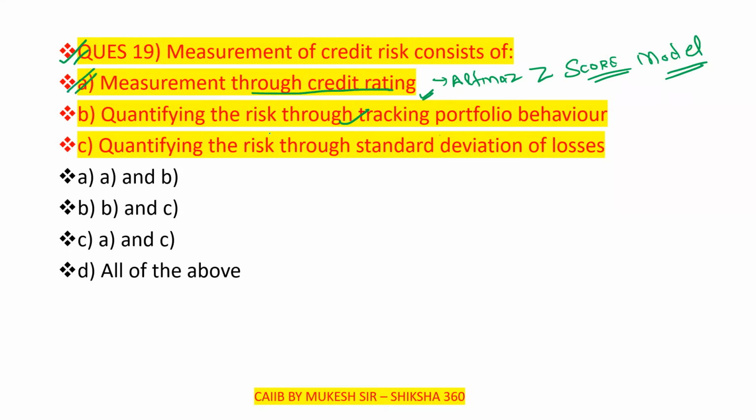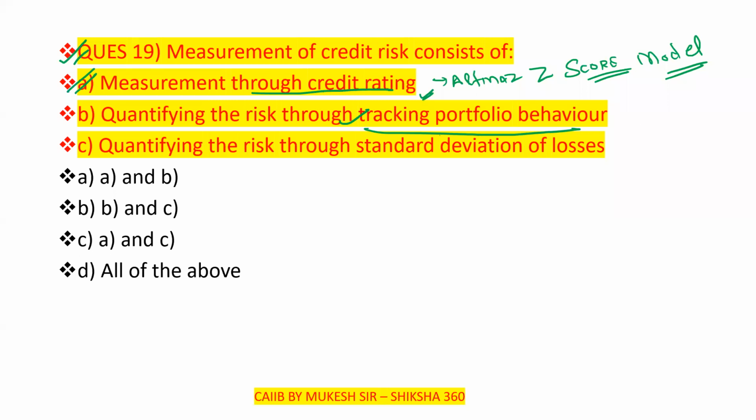Second one, quantifying the risk through tracking portfolio behavior. So B is also correct, that is through the portfolio behavior. Third one, quantifying the risk through the standard deviation of the losses. Clear? This one is also correct, through the standard deviation of the losses.